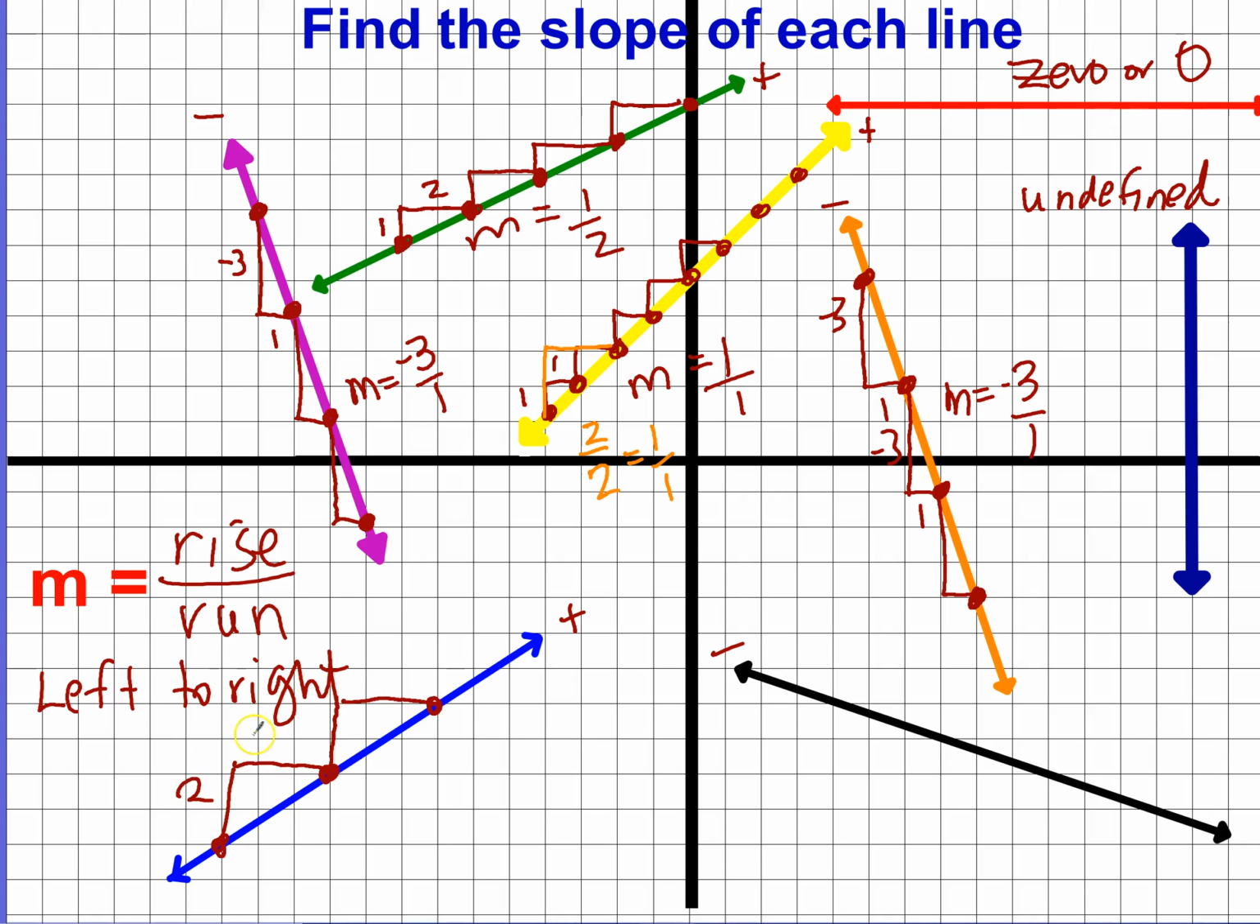Okay, so this is 2 over 3. Rising to the right, so I know that the slope of this line is 2 over 3. And here, dot here, dot here, dot here, dot here. Rising to the left, from left to right, down 1 to the right 3, down 1 to the right 3, down 1 to the right 3. Slope is negative 1 over 3. Rise over run, rise over run. That is the slope of the line.